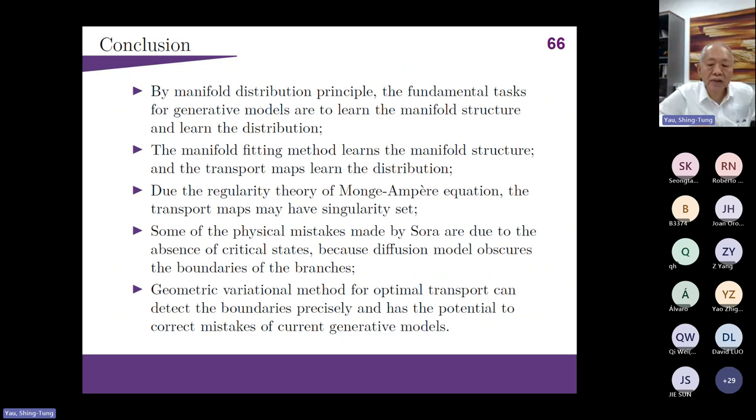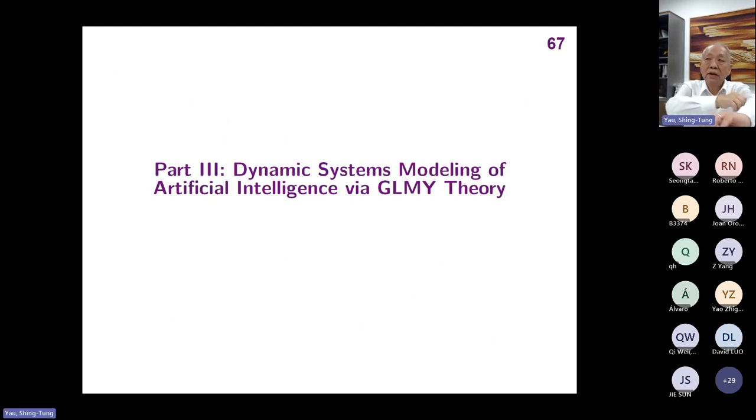Some of the physical mistakes made by Sora are due to the absence of critical states, and it is because the diffusion model obscures the boundary of the branches. The geometric variational method for optimal transport can detect the boundaries precisely and has the potential to correct mistakes of current generative models. So this is the part where we use geometric methods, using optimal transportation, to study these problems in generative models.